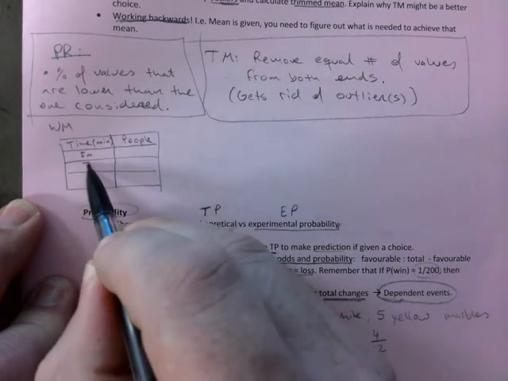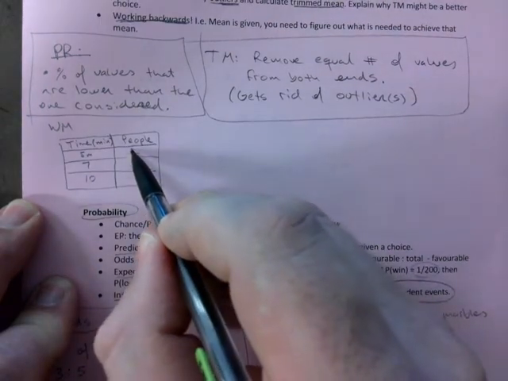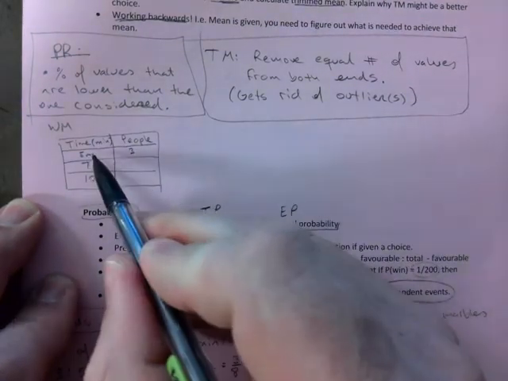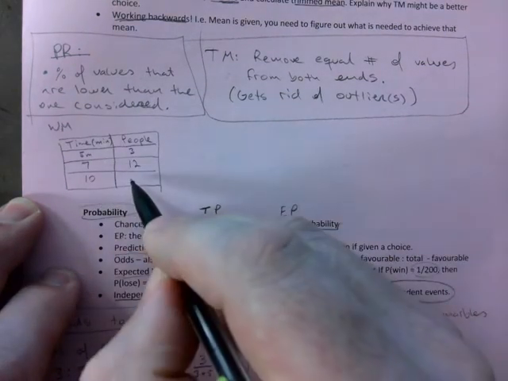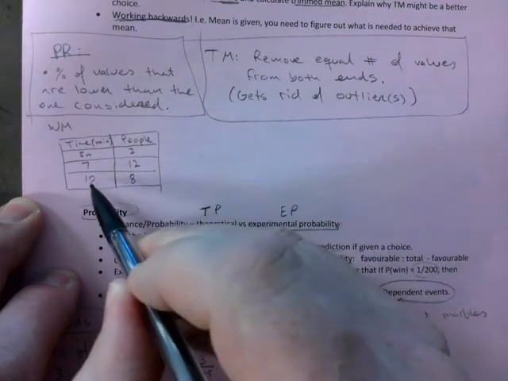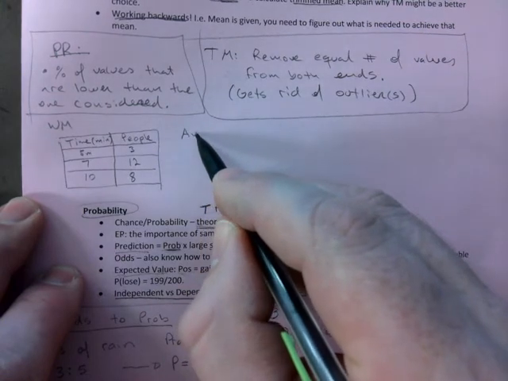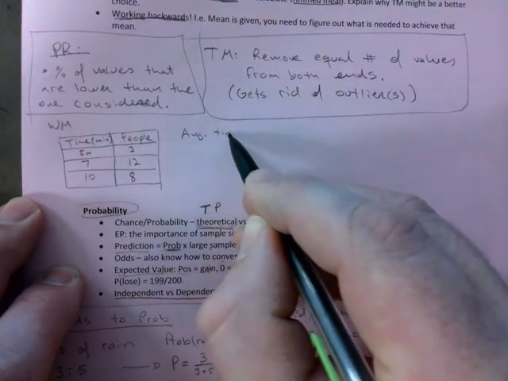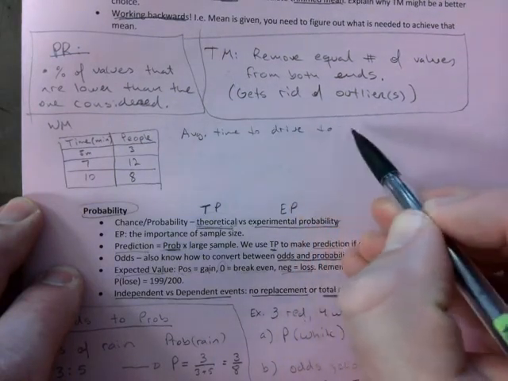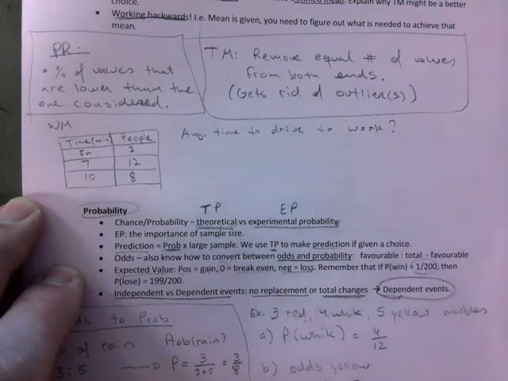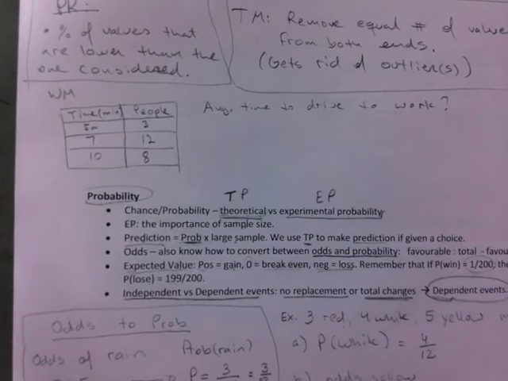So 5 minutes, 7 minutes, and 10 minutes. And so you had 3 people saying that it takes them 5 minutes to drive to work. You had 12 people saying that it took 7 minutes. And you had 8 people saying it took 10 minutes to drive to work. Right? What would be the average time to drive to work? If that's what the question is asking you, how would you do that? Let me zoom in just a little bit so you can write that down.